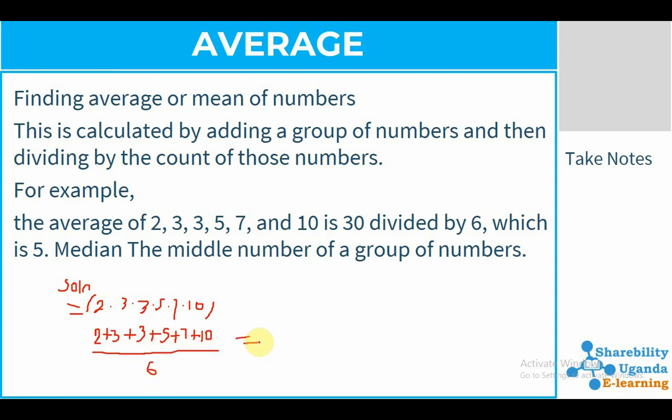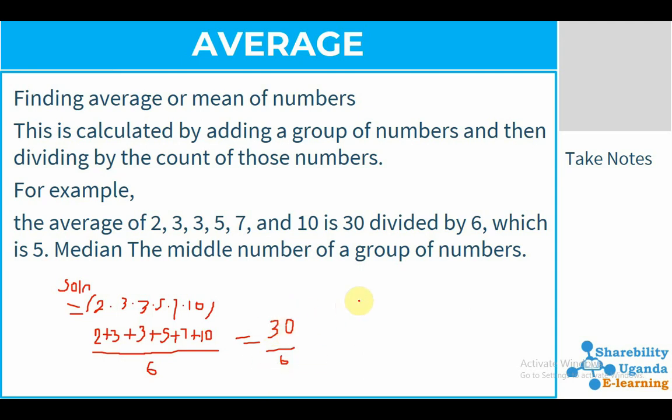So here we shall be able to get what? An answer. What is 2 plus 3? We get a 5. What is 5 plus 3? You get 8. What is 8 plus 5? You get 13. 13 plus 7, we get 20. 20 plus 10, we get 30. Okay, here we have been able to get our 30, divided by 6.